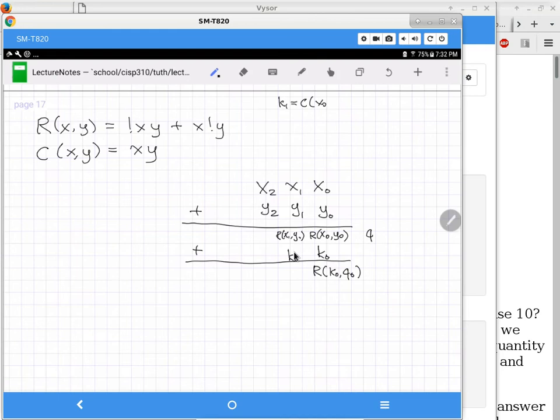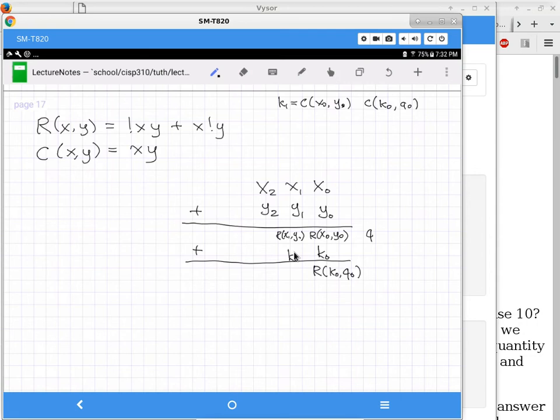So x0, y0. But we also have another C, don't we? And it's going to be what? K0, Q0. Yep, K0, Q0. Now how do we combine these two? Because we have two ways to generate a carry that would become K1. We can combine these two using one of the operators we already know. So is it going to be AND or is it going to be OR?